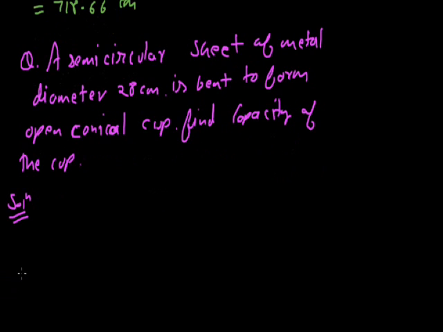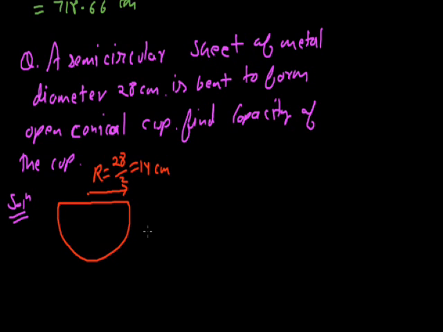So what is given? We are given a semicircular sheet. Let's draw a semicircular sheet. Let's say this is a semicircular sheet having diameter 28 centimeter. So its radius is the diameter divided by 2, so it is 14 centimeter. Now, this is the center.